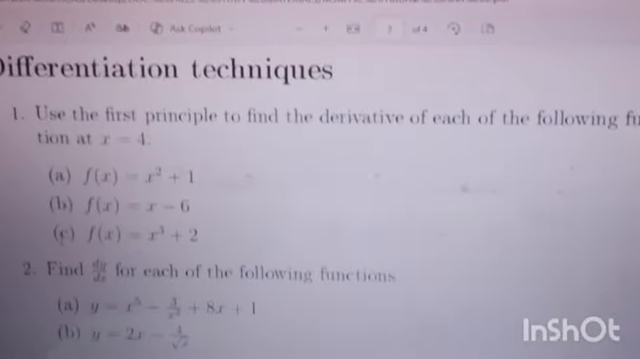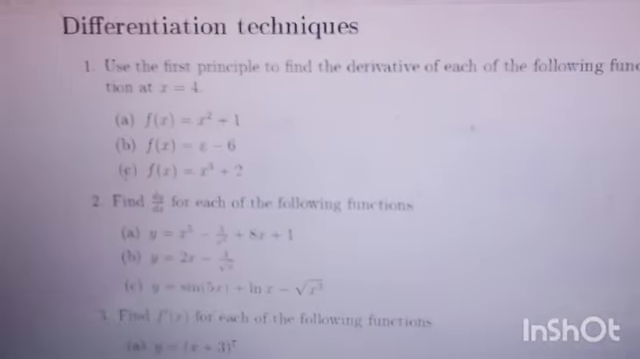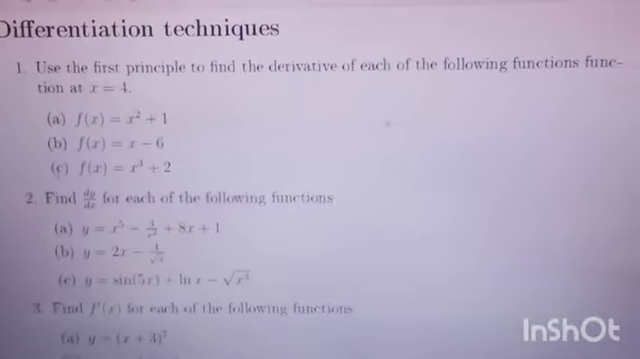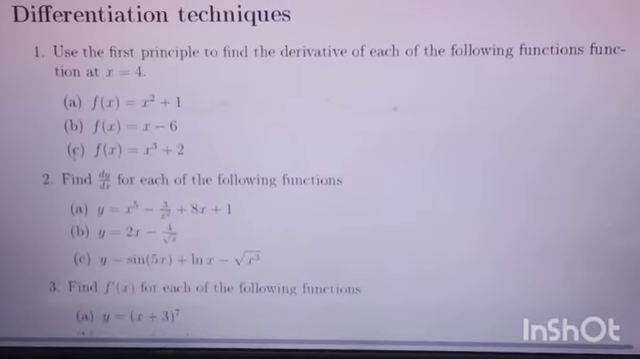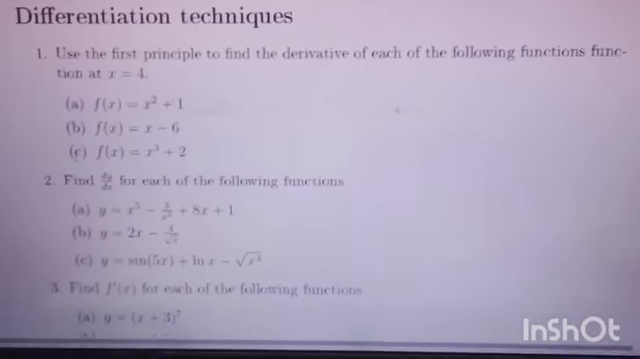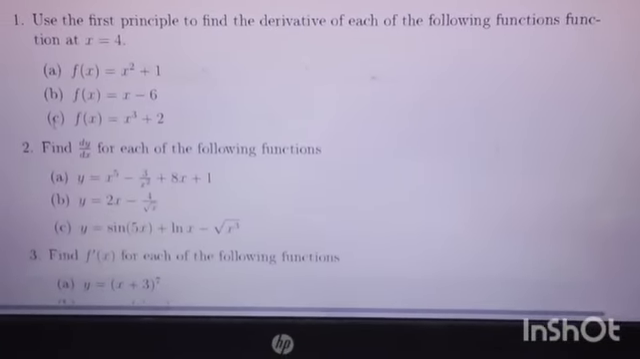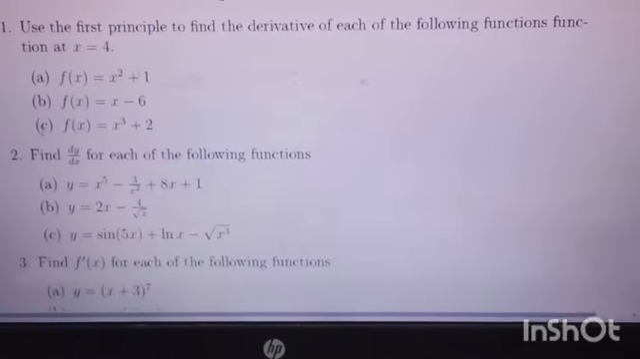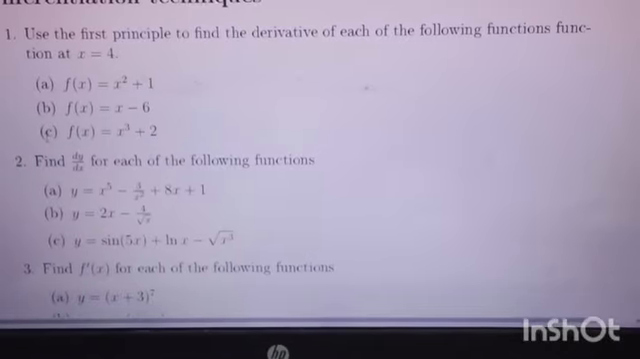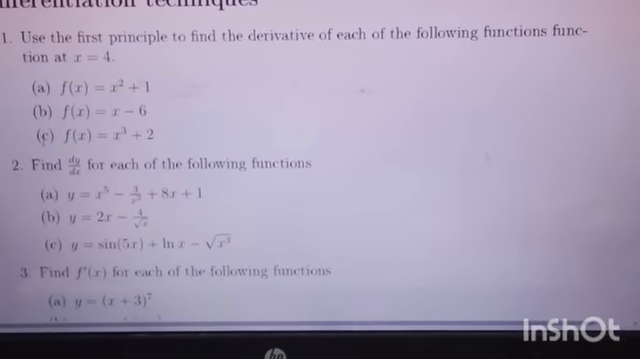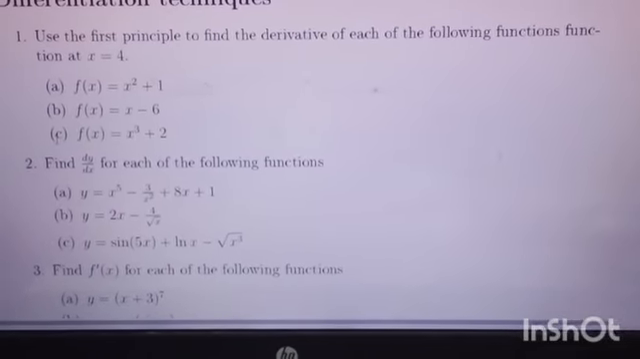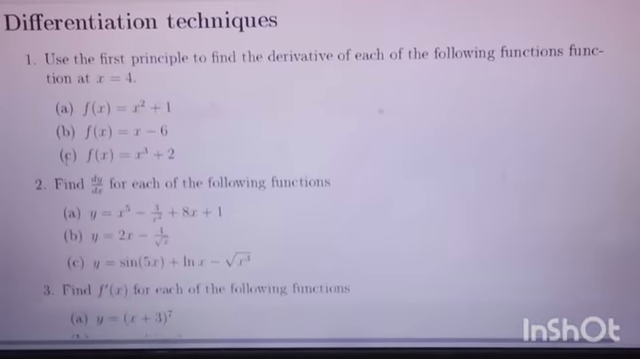So we now make progress to differentiation techniques. So let's go direct to the question. Question one says, use the first principle to find the derivative of which of the following functions at x is equal to 4. We have a, f of x is equal to x squared plus 1, b, f of x is equal to x minus 6, and c, f of x is equal to x cubed plus 2.